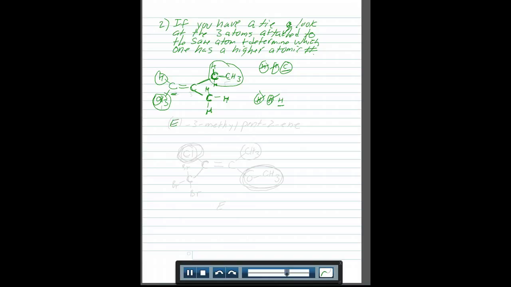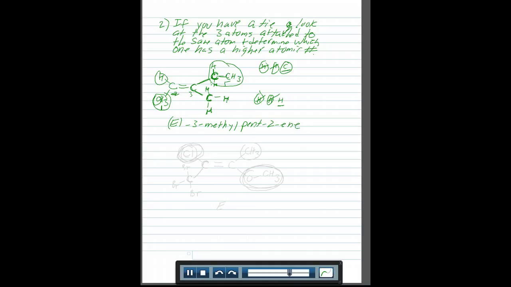All right, for practice, why don't you name this compound? Put it on pause and name the compound. All right, what you should get is, this is carbon 1, 2, 3, 4, 5. So you should get E-3-methylpentene. All right?